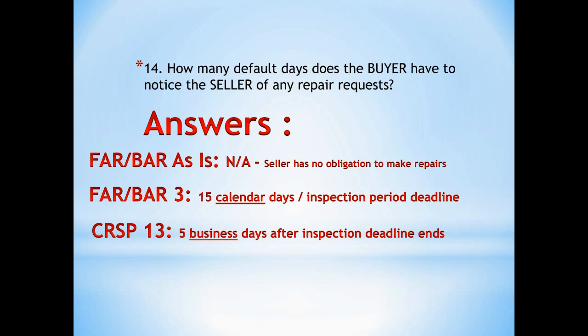Speaking of business days and calendar days, this should be a hint to you. The FAR/BAR contracts, both the FAR/BAR as-is and the FAR/BAR 4, all operate under a calendar day timeline. And I recommend starting the delivery date as day 0, and day 1 is the following day. Under the CRISP 14, you get business days. So that's why the timelines might seem shorter, but it's because they're only counting business days. You get a bit more time, okay?